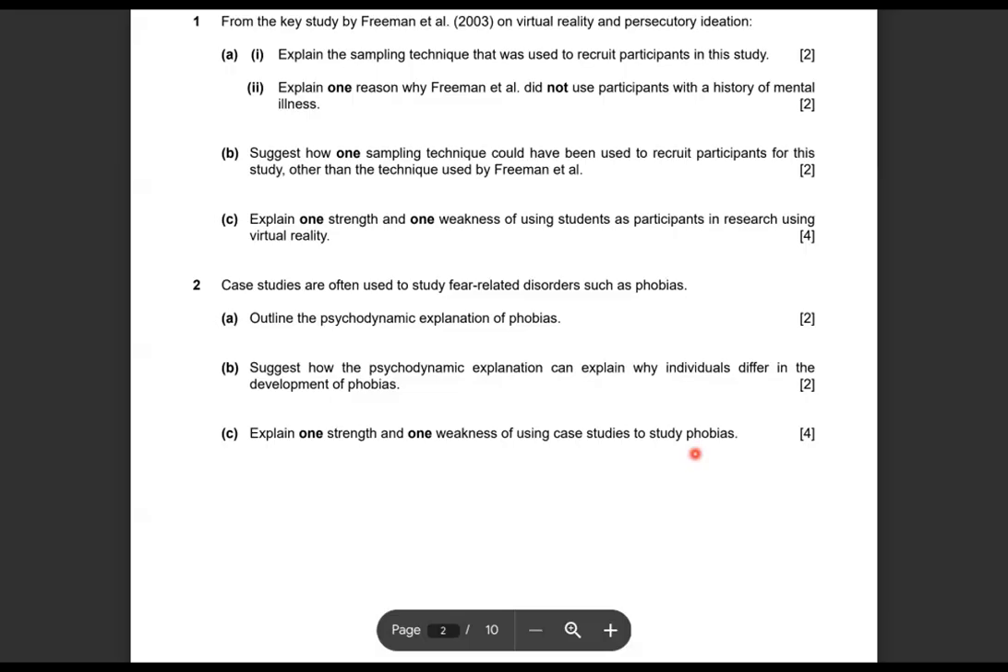So you can get a lot of detailed data to understand not only the origin of the phobia, to understand how it started, but also how it might be developing over time. The weakness would be that case studies are usually done on just one participant, and therefore it may lack generalizability. And you can give the example of how it was done on just one participant named Little Hans. So that would naturally lower the generalizability. Okay, so these are the two questions or the type of questions that you can expect in section A.